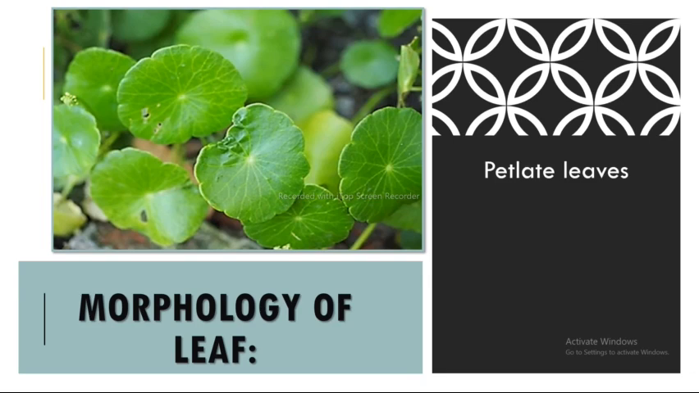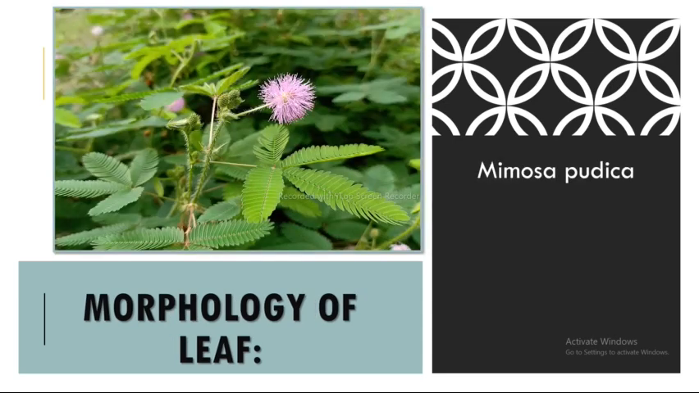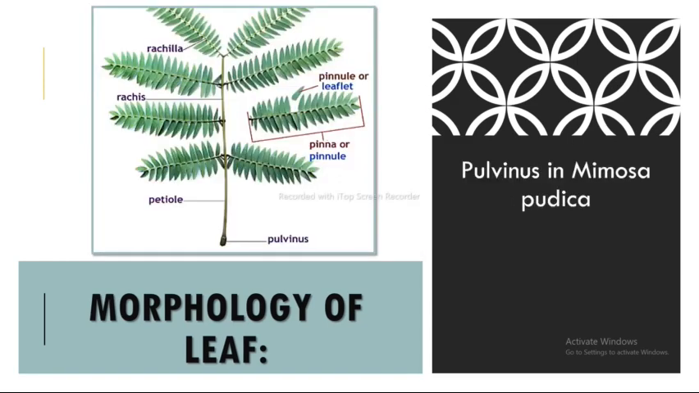The third type, peltate leaves. These are the peltate leaves in the morphology of leaf. Again you can see these are peltate leaves. So this is the Mimosa pudica, which is also known as the touch-me-not. In this figure you can see that this is the pulvinus in Mimosa pudica, which is also known as touch-me-not.